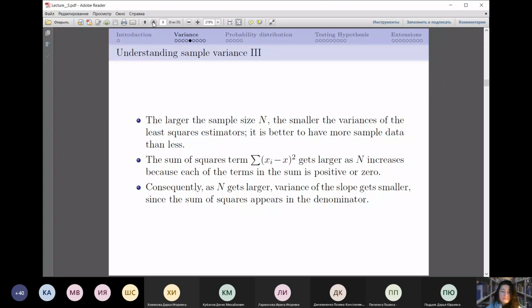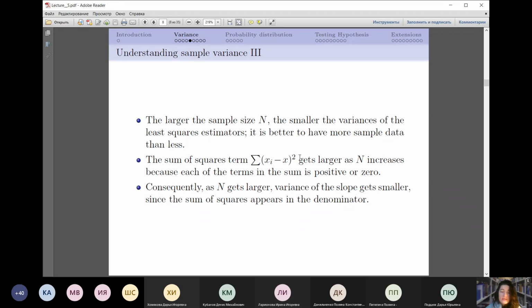The larger the sample size, the smaller the variances of the least squares estimators. And of course, again, if we have a choice, we prefer to use more sample data than less in our analysis. And also, the sum of squares term gets larger as the number of observations increases, because each of these terms in the sum is positive or equals 0, at least.